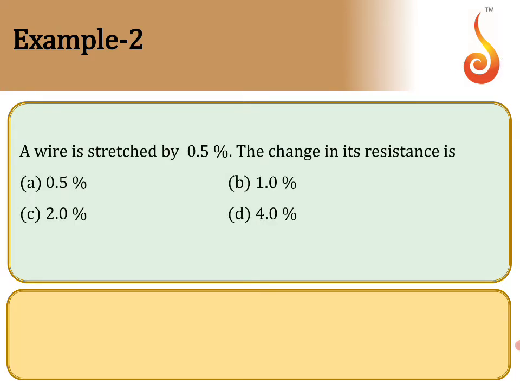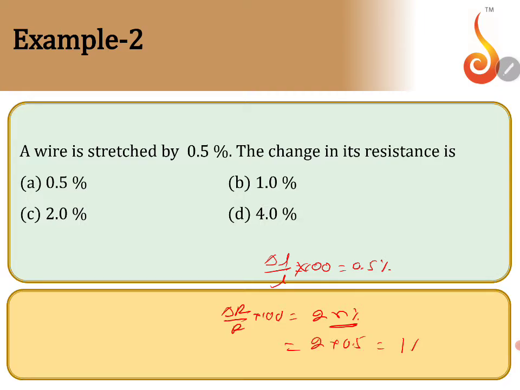The wire is stretched by 0.5%. The change in its resistance is. So the change in length they have given, the percentage change in length is 0.5%. Then what is the percentage change in the resistance? So already we know that the percentage change in the resistance will be equal to 2 times of percentage change in the length. Okay, so it is 2 times of 0.5, which will give you 1%. So the correct option is option B.